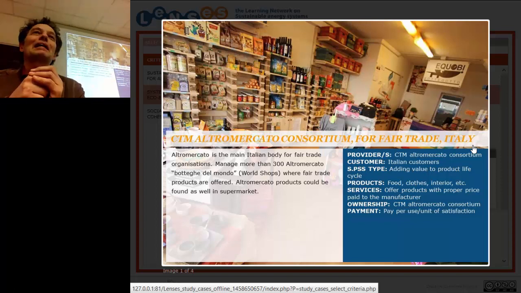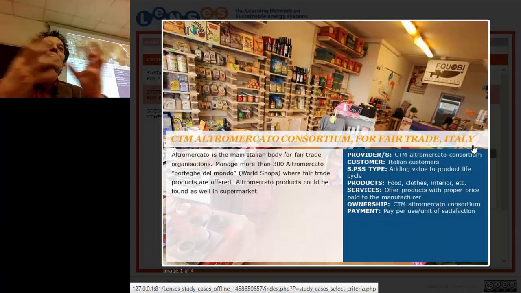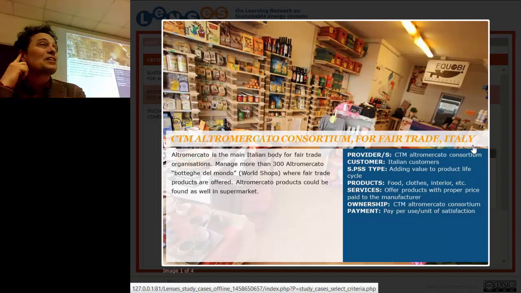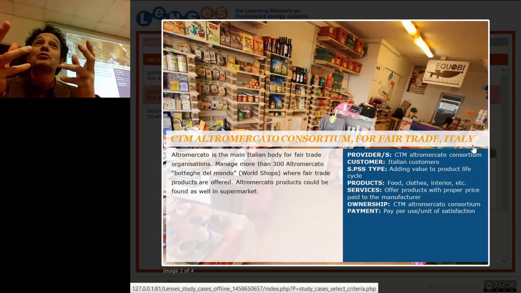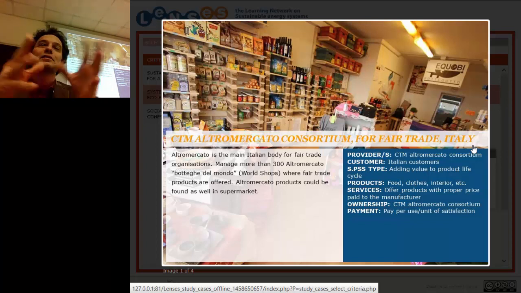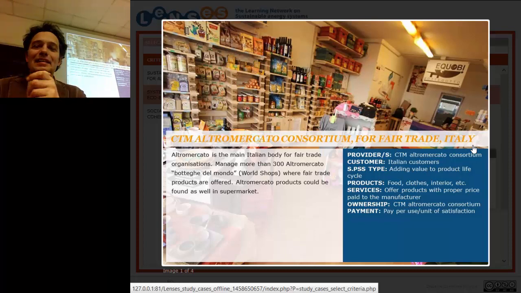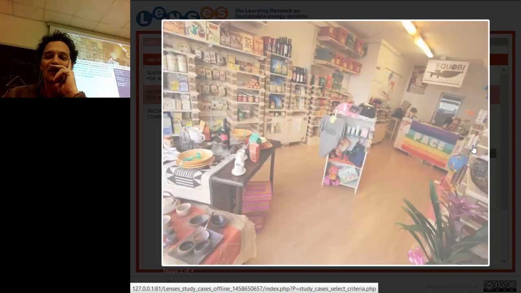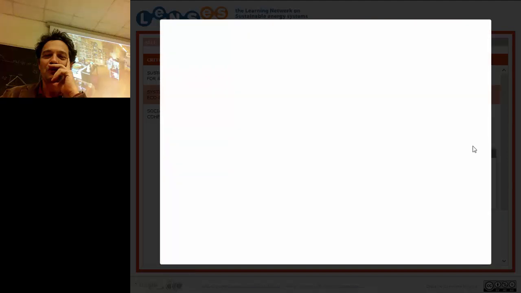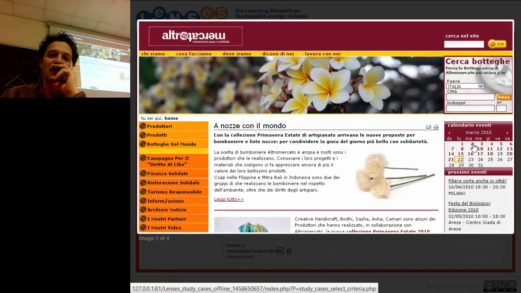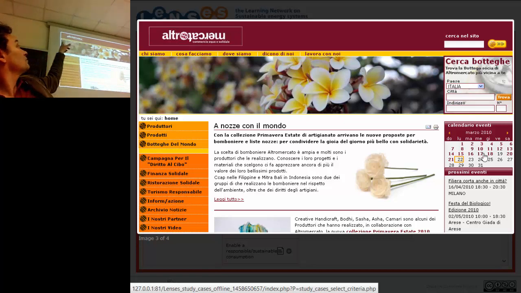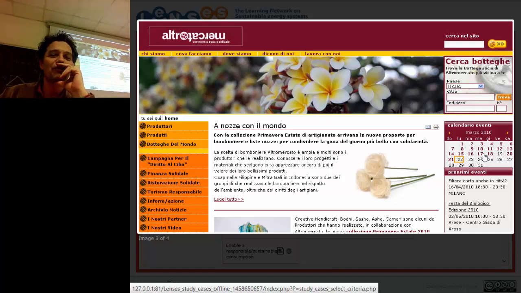But then the battle was won by the others, saying the potential of the supermarket is so strong in terms of diffusion compared to what we can do. Nevertheless, it's a discussion that is still in the air, just for you to be aware of. So here are a few images. This is the identity, the logo of Altro Mercato, and so on. This is the website.